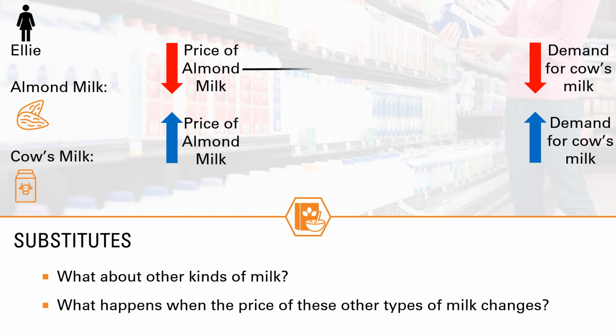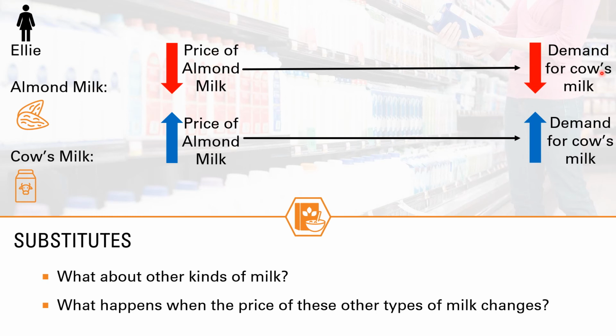And again, bring that together. If we decrease the price of almond milk, which is a substitute for cow's milk, we decrease the demand for cow's milk. But if we increase the price of almond milk, we increase the demand for cow's milk.